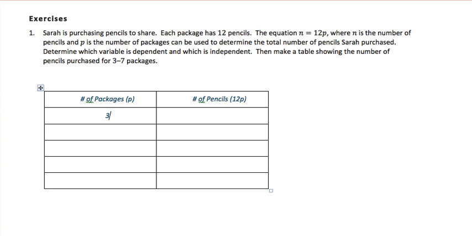So if there are 3 packages, 12 times p means there would be 36 pencils. If there are 4 packages, 12 times p would mean there are 48 pencils. 5 packages, 12 times 5 is 60. 6 packages, 12 times 6 is 72. And finally, 7 packages, 12 times 7 is 84.